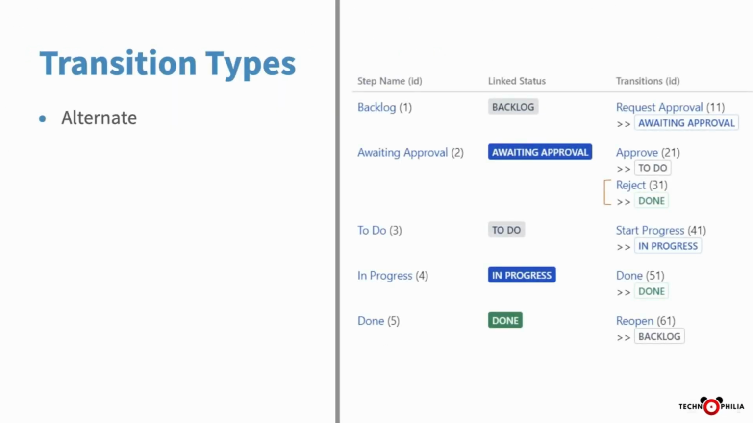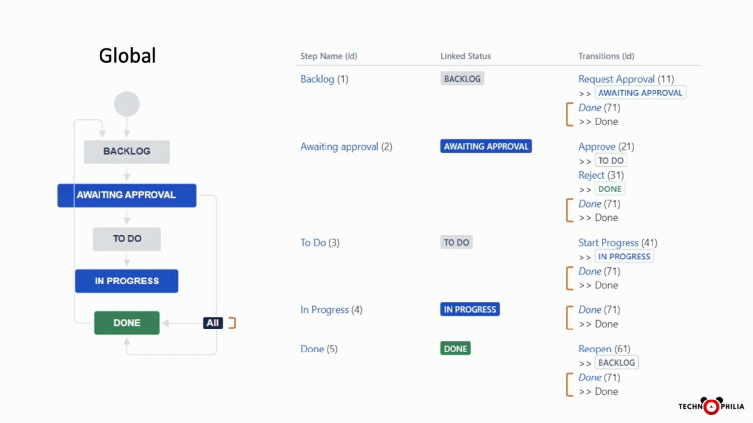Alternate transitions give users a choice. In the approval workflow pictured, the forward choice is Approve and the alternate choice is Reject. These transitions allow users to choose the best option for the situation. The final transition type is global. A global transition allows all statuses to transition to another status. For example, allow an issue to jump to the Done status from anywhere in the workflow.